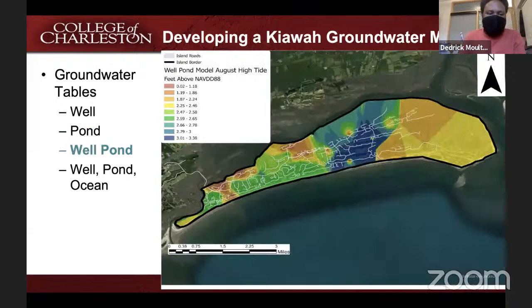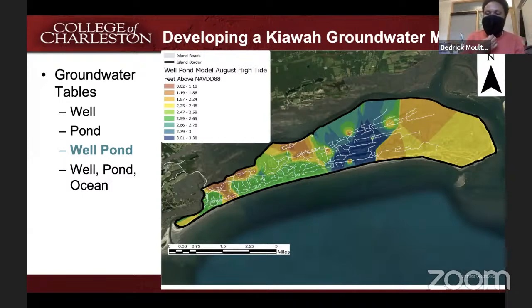which was the power of the wells. So this model here is a combination of both the wells and the ponds to create what I think is the best approximation of the water table, because it includes very local data as well as the overarching scale that is provided by the pond data. So I'll show this at high and low tide. You'll notice there's not much difference.